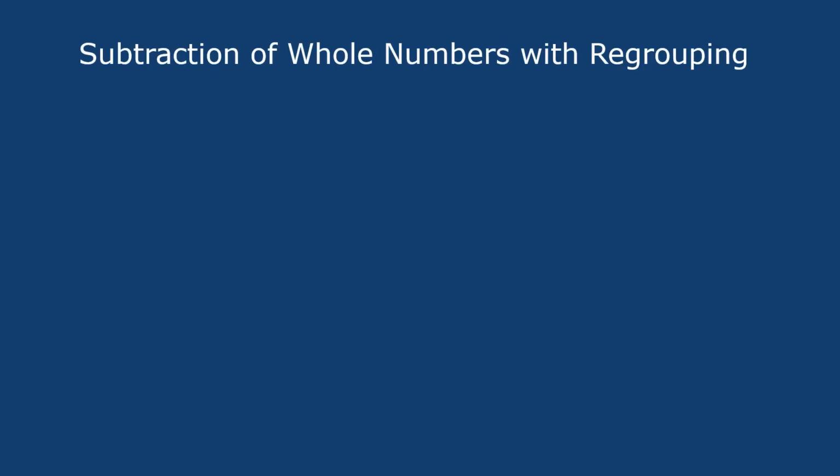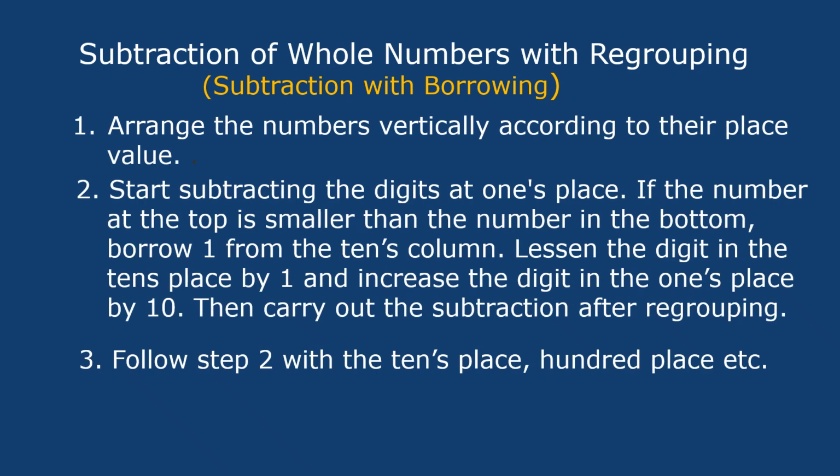Subtraction of whole numbers with regrouping. This is also known as subtraction with borrowing. These are the steps. Step number 1, arrange the numbers vertically according to their place value.